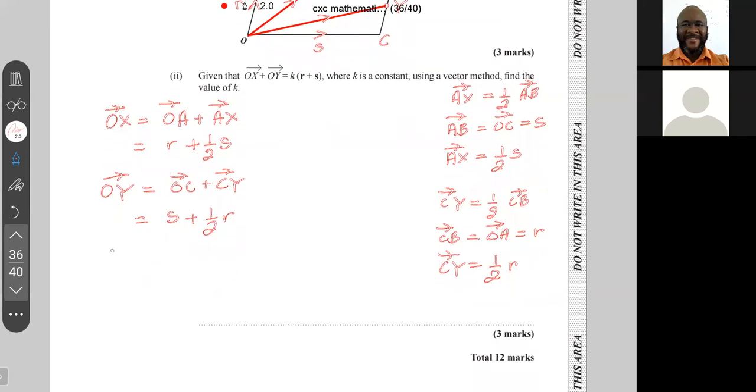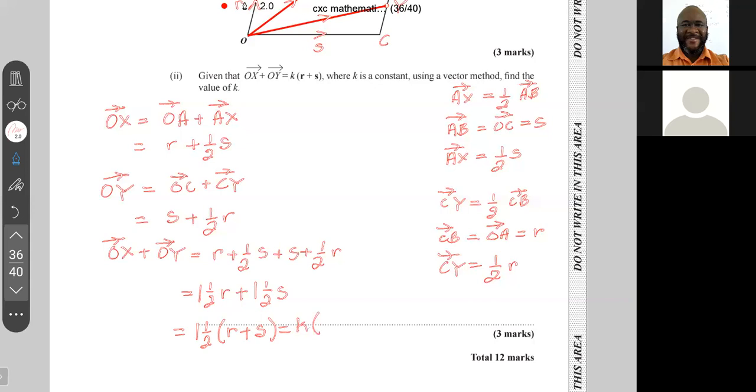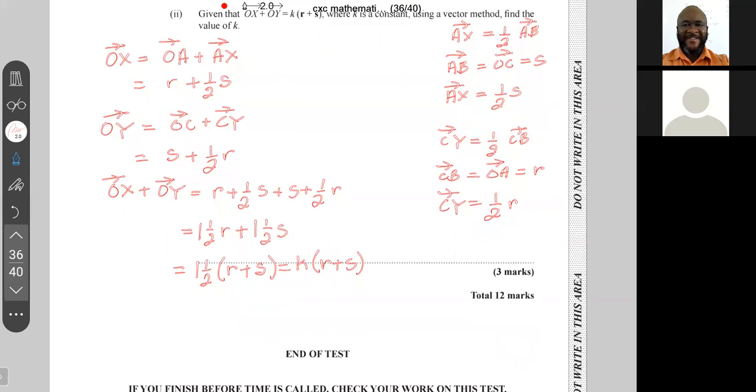So now OX plus OY is equal to OX, which is R plus a half S, and OY, which is S plus a half R. So R plus a half R is 1.5 R. Now S plus half S is 1.5 S. So this is 1.5 times R plus S. And we were told earlier that this is equal to K into R plus S. So if these two things are equal, it means therefore that K is equal to 1.5, or we can say K is equal to 3/2.